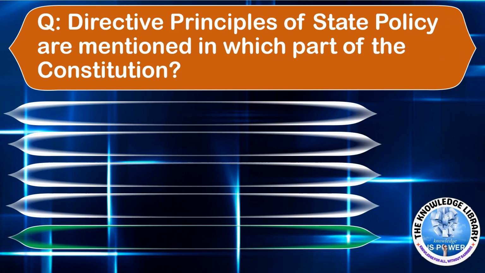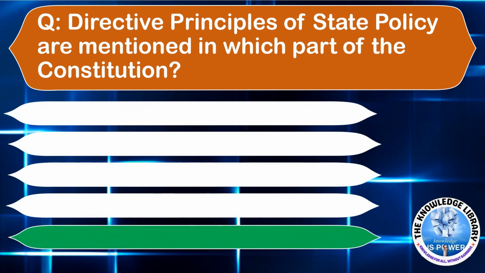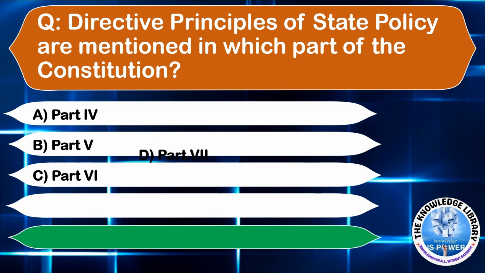The next question is, directive principles of state policy are mentioned in which part of the Constitution? Option A, Part 4. Option B, Part 5. Option C, Part 6. Option D, Part 7. Answer is option A, Part 4.